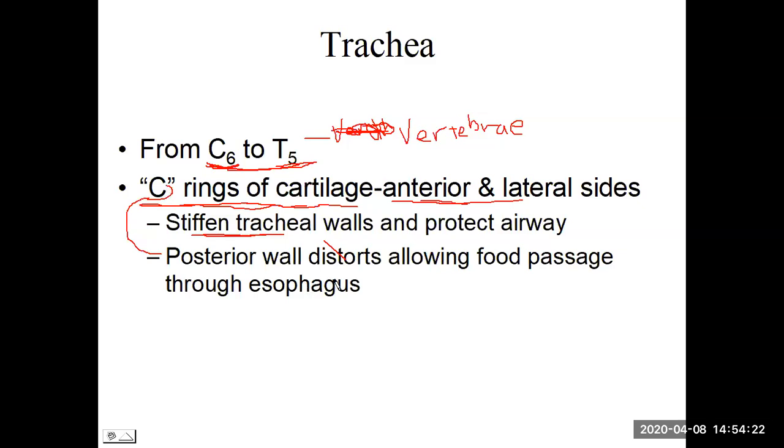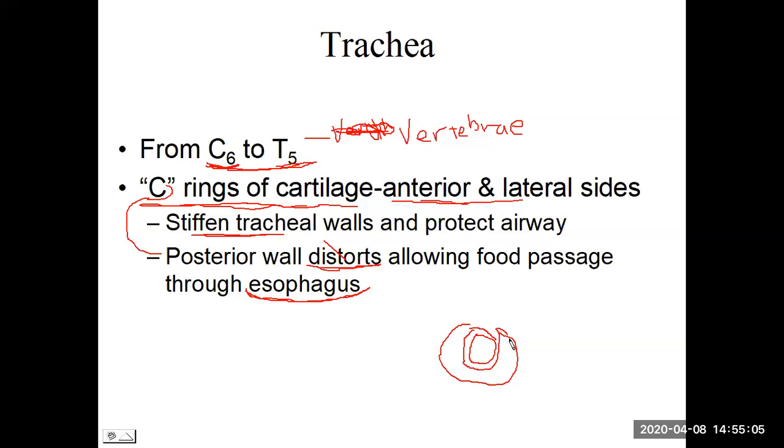And in this location, this does allow for a slight adjustment of the diameter. So when we are swallowing food, we can constrict the trachea slightly, so reducing the size of the trachea, and that allows for more room for the expansion of the esophagus. And again, the esophagus is directly posterior to the trachea. So if we made a quick sketch, we have the tracheal ring. The inside of the trachea does have the pseudostratified ciliated columnar epithelium.